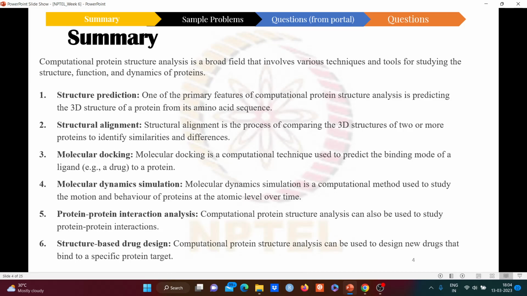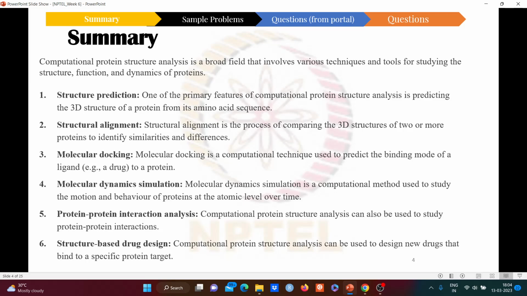The last one is structure-based drug design. This comes under docking, which helps us to design or confirm whether the new drug binds to a specific protein target. This method involves predicting the binding site and affinity of potential drug molecules and designing molecules that optimize the interaction with the target protein.